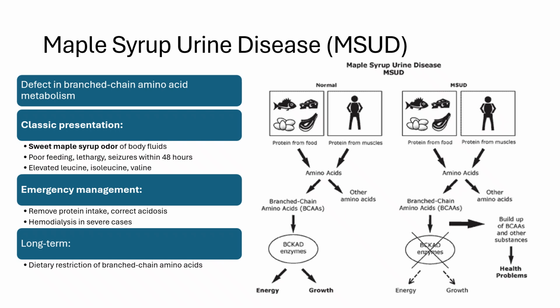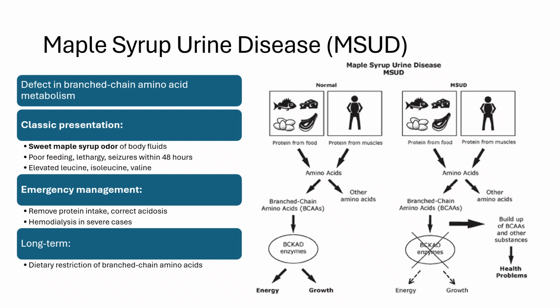Classic presentation begins within 48 hours as breast milk or formula provides the protein load. Initially, infants feed poorly and become increasingly lethargic. The neurological deterioration happens frighteningly fast. Irritability progresses to opisthotonus, seizures, and coma within days. Cerebral edema develops from leucine toxicity, visible on imaging as loss of gray-white differentiation.